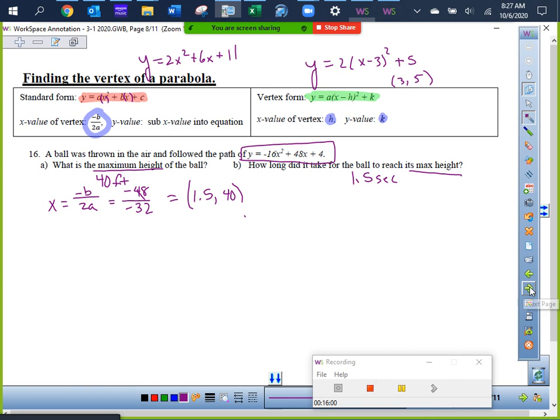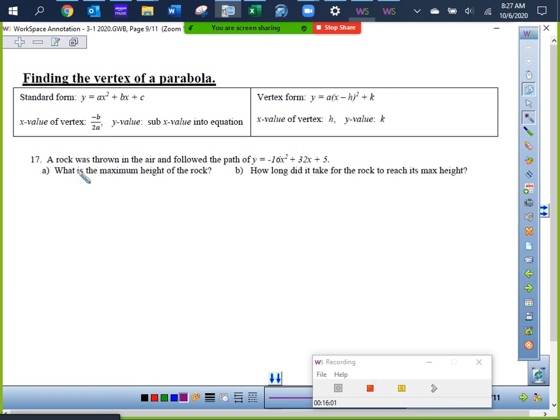Why don't you and your neighbor try number 17? Realize if it's in standard form or vertex form, and if it's in standard form, do some algebra. Because they mentioned the max height, we need to find the vertex. Correct? So I'm going to do x equals opposite of b over 2a, negative 32 over negative 32. That's 1, right, for the x value of the vertex.